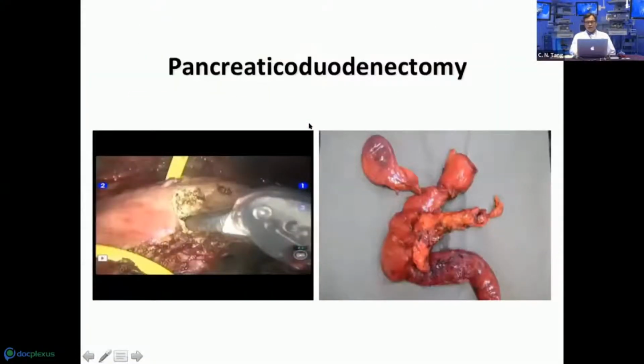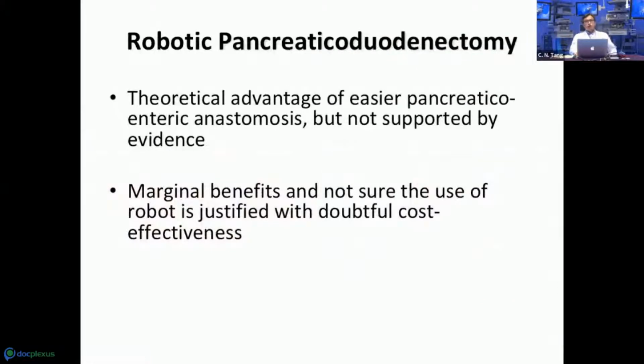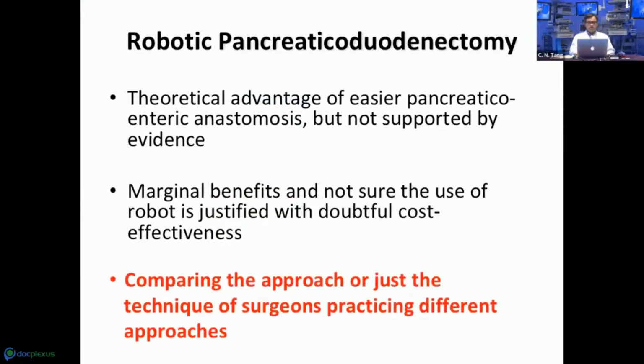Pancreaticoduodenectomy is much more complicated. There would be a theoretical advantage of easier pancreatic and biliary anastomosis, but this is not really supported by evidence. There would be marginal benefit, and there might be a little bit less operative blood loss and also faster recovery compared to open and laparoscopic approaches, but it's not sure whether that marginal benefit would justify the expensive installation and also recurring costs for the robotic systems.